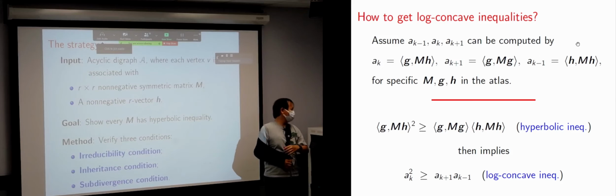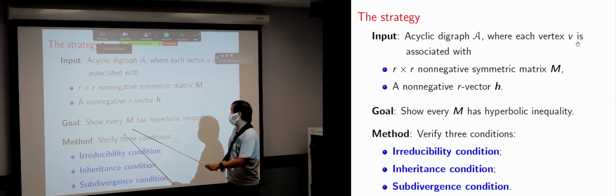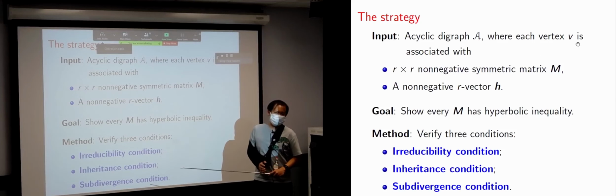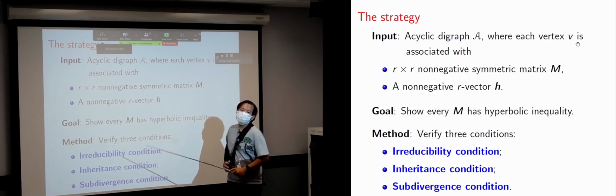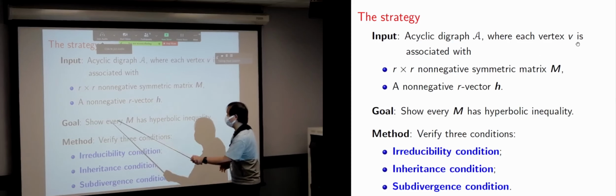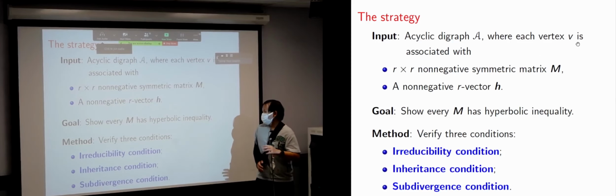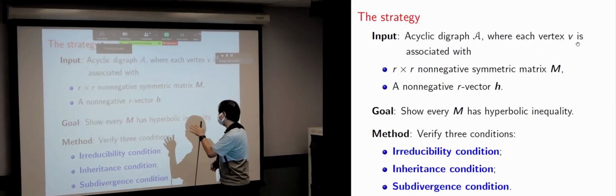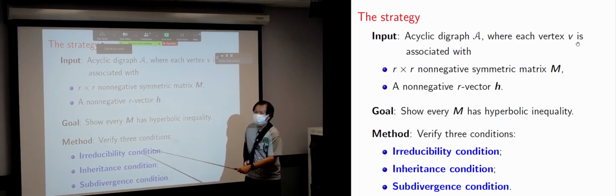So let me continue. Now we know that our goal is to prove the hyperbolic inequality rather than proving log concavity. And of course, this cannot be done for every atlas. You need some condition. An arbitrary atlas cannot get you this goal. And we show that you can prove the hyperbolic inequality as long as you can verify these three conditions, ordered from the easiest one to the hardest one.